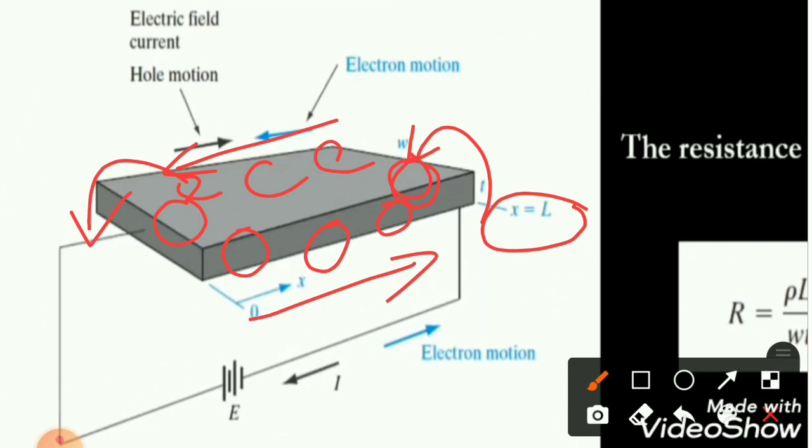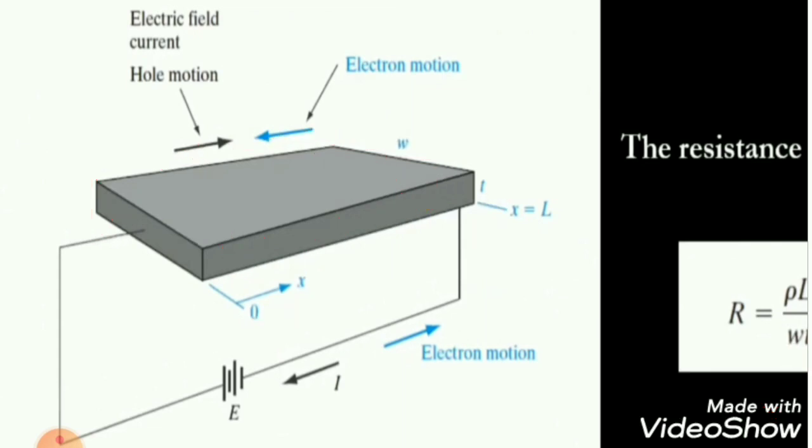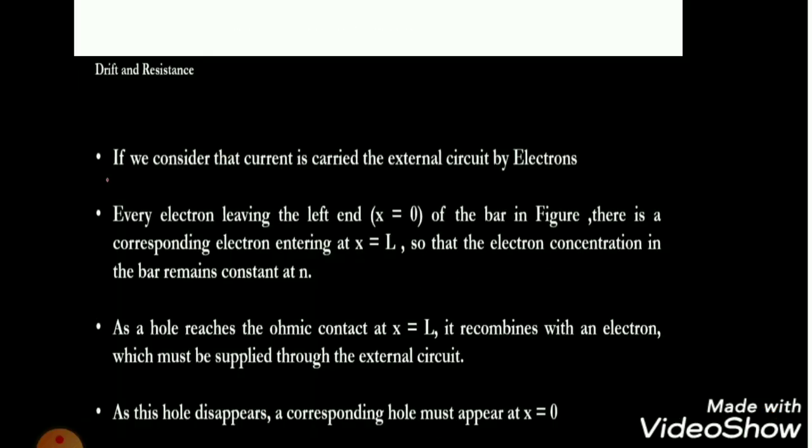If an electron which is present at x = 0 passes to this conducting wire, if it leaves the semiconductor material, a hole will be created. Exactly, at x = L, if a hole is present over here, whatever electron is completing its path through this conducting wire will jump and again recombine with this hole, and it will be converted into a hole. So what we are saying is, the concentration of electrons and holes is constant irrespective of the applied electric field. That is explained here in the theory.